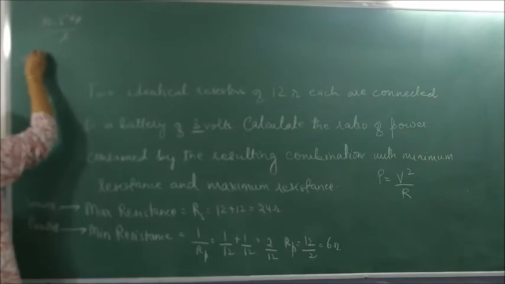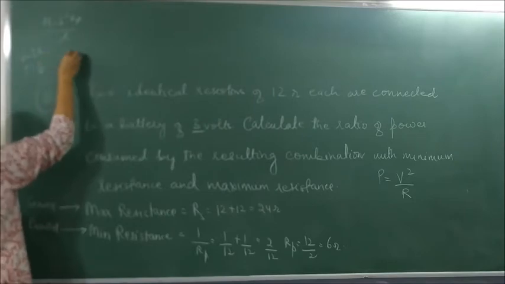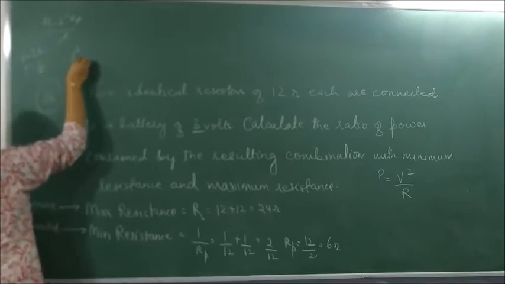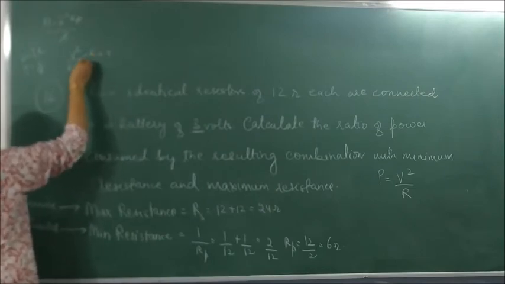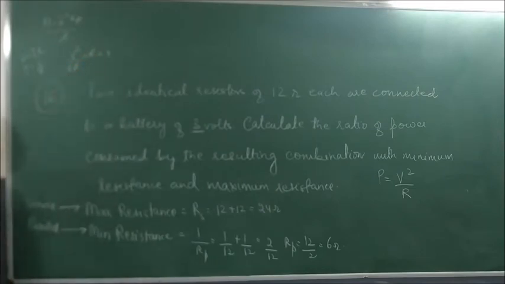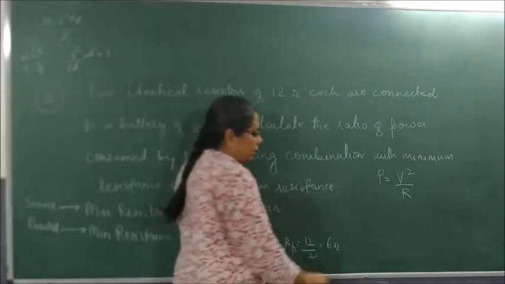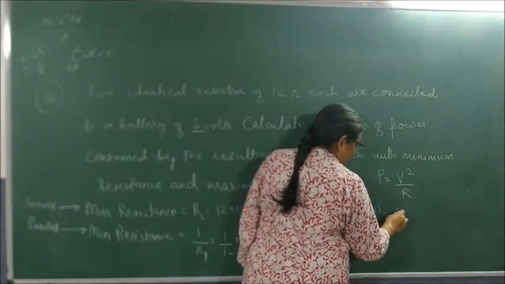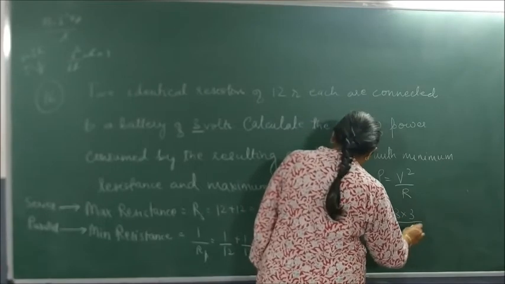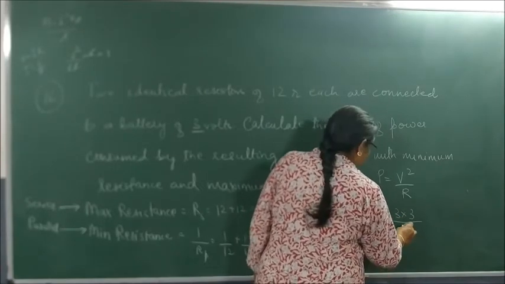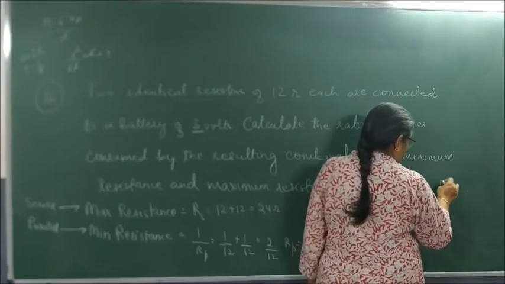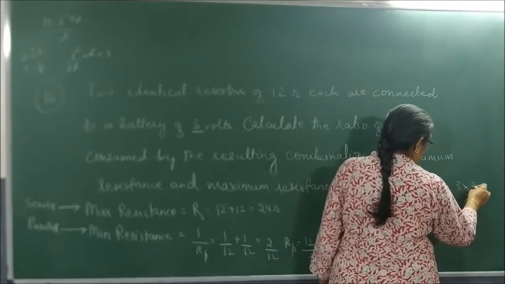Then V is equal to IR, so I is equal to V by R. Substituting, V square by R square into R into T. So this R and this R get cancelled. So we get V square by R. So I will use that formula. P is equal to V square, 3 into 3 by 24, and basically P is equal to 3 into 3 by 6.